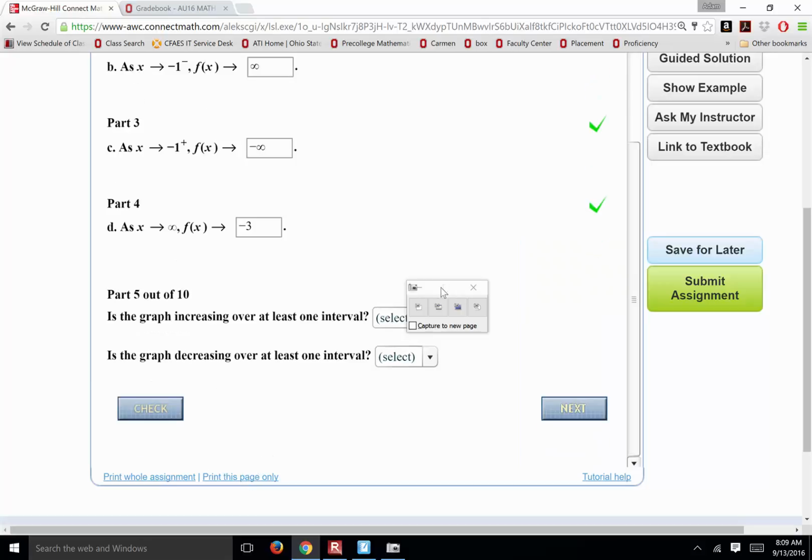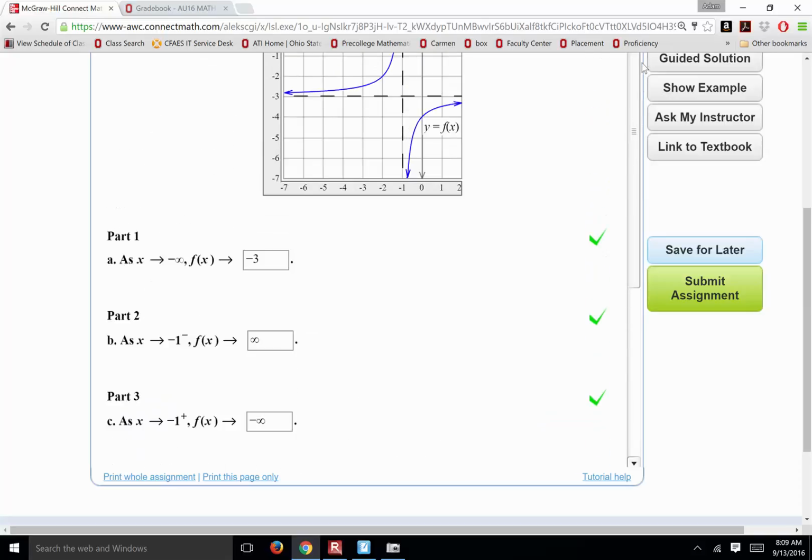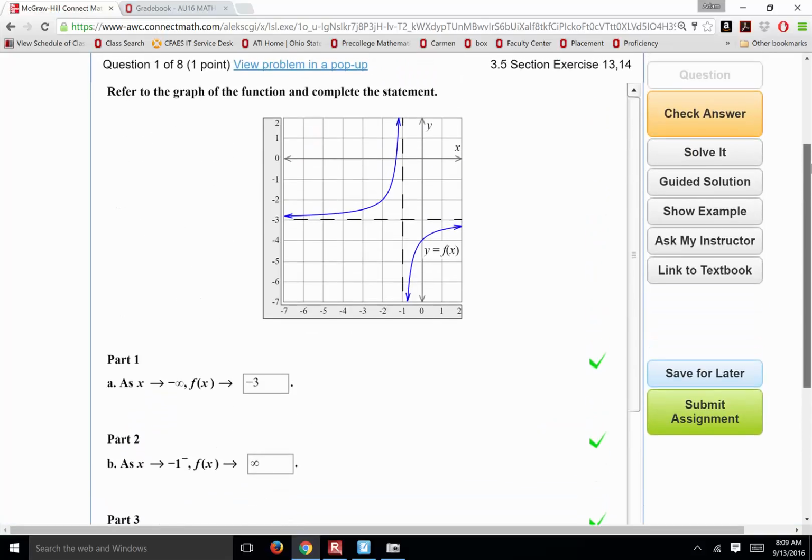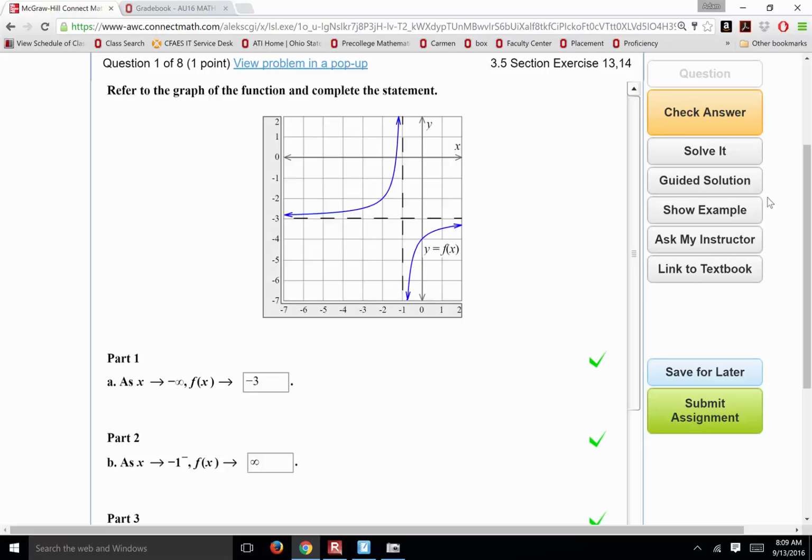All right. We have some other questions related to previous sections. I think we can do this on the screen. Is the graph increasing over at least one interval? Do you see any increasing part of this graph over at least one interval? Do you see an increase? How do you measure increase?